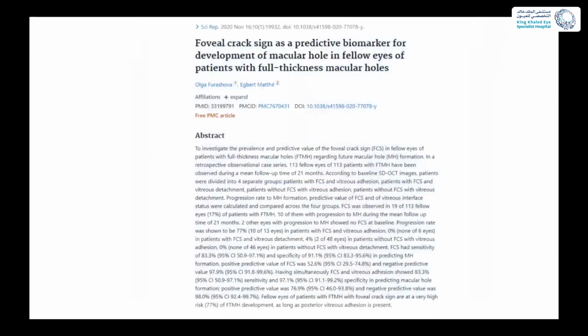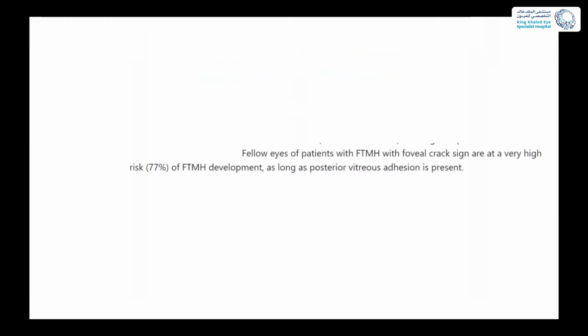And this is another study titled "Foveal crack sign as a predictive biomarker for development of macular hole in fellow eyes of patients with full thickness macular hole." They conclude that the fellow eye of patients with full thickness macular hole with foveal crack sign is at a very high risk, 77%, of full thickness macular hole development, as long as the posterior vitreous adhesion is present.